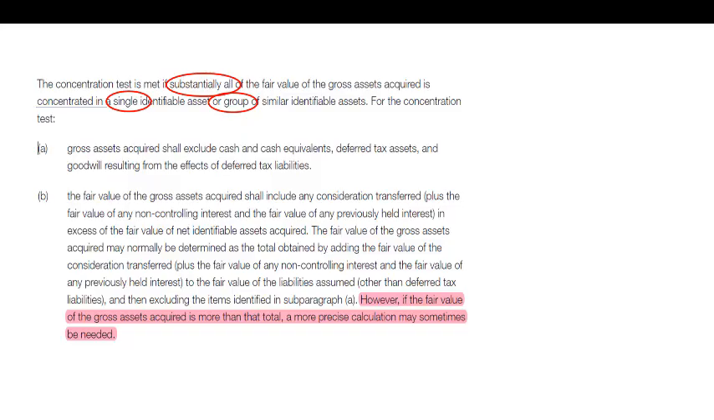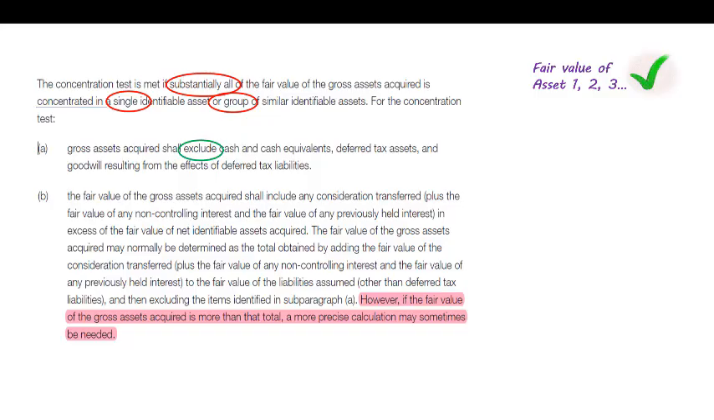The standard is clear on what is excluded and included from the concentration test outlined in paragraph B7b, A and B of IFRS 3. Use your IFRS textbook, highlight this paragraph, and know where it is for quick access in an exam or test. So the fair value of gross assets acquired for purposes of the concentration test excludes cash, deferred tax assets, and deferred tax liabilities, and not forgetting the deferred tax liabilities resulting from any IFRS 3 fair value remeasurements at acquisition date.